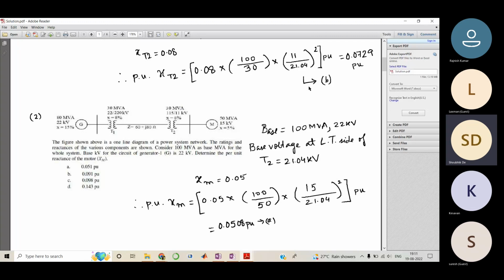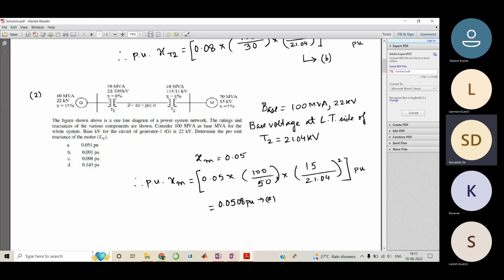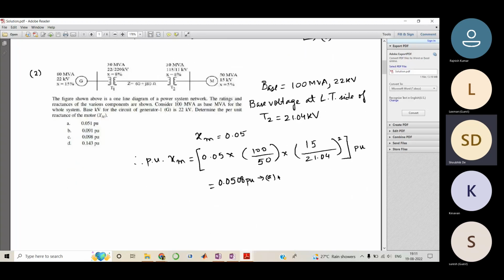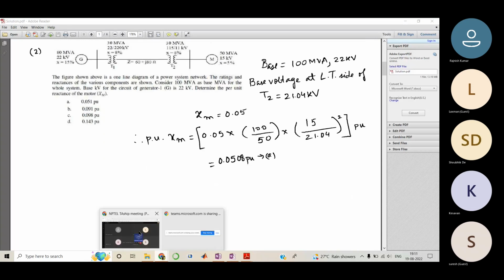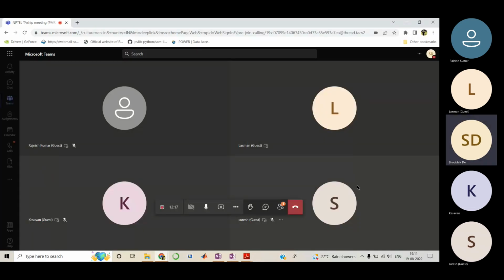As we did in the above problem, question number 1, using this again, same thing, we get 0.0508, which is your option number A. This was also pretty simple. So I hope this was clear. If you guys have any doubt, you can speak up.